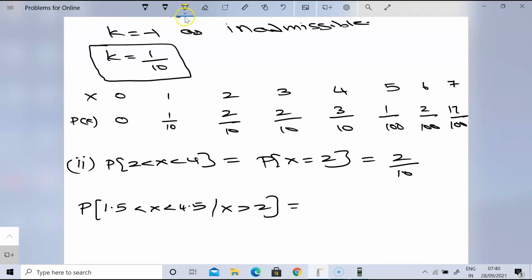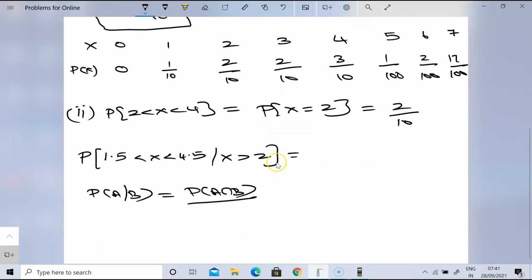Now if you notice, this entire highlighted part I can take as A, and this entire highlighted part I can take as B. One is A and another one is B. So what does A given B mean? You might have heard this rule; I will write it for you. The probability of A given B is the probability of A intersection B divided by the probability of B.